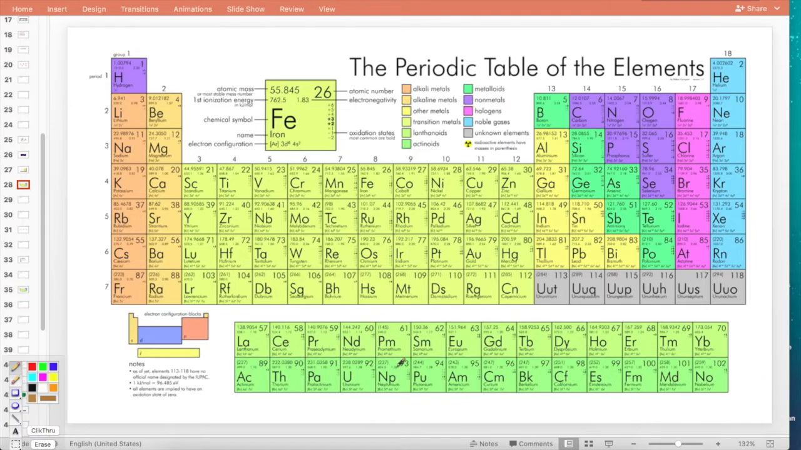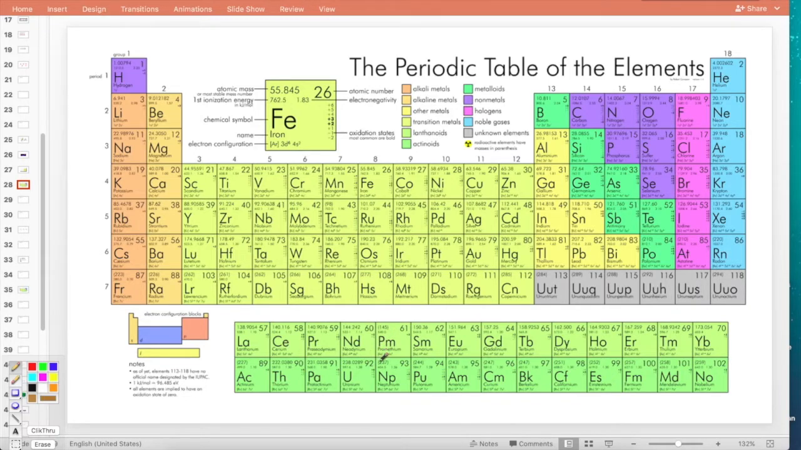It turns out once you go past lead on the table, elements tend to not occur very naturally, at least not in a large abundance, and you end up having to synthesize them in the lab. Some of them do occur naturally, like uranium does, neodymium does. Others, like promethium, do not.